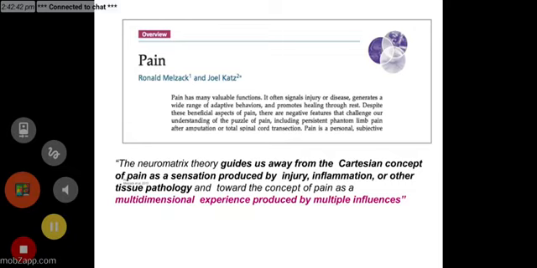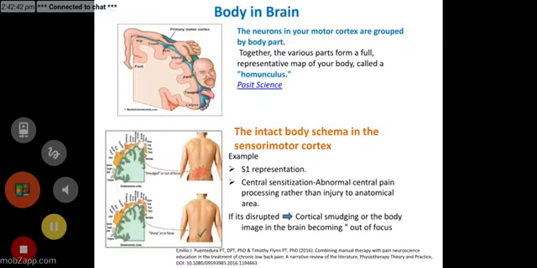Now, the neuromatrix theory guides us away from the Cartesian concept of pain as a sensation produced by injury, inflammation or other tissue pathology, and towards a concept of pain as a multi-dimensional experience produced by multiple influences. This is what we are practicing now. It is not only the tissue injury.